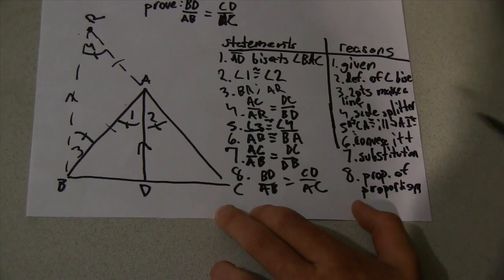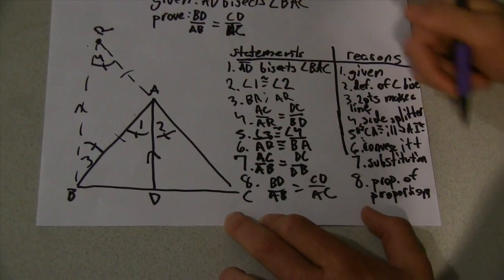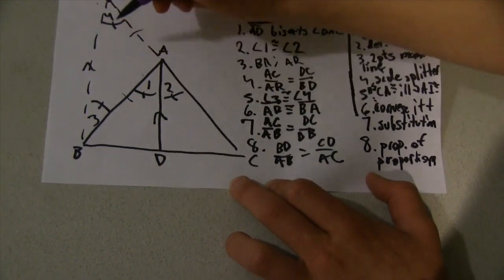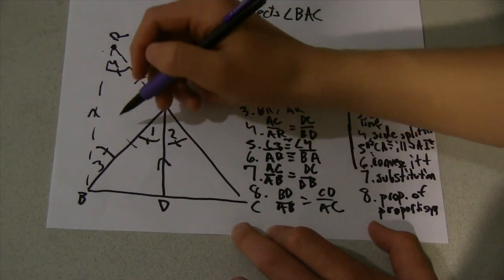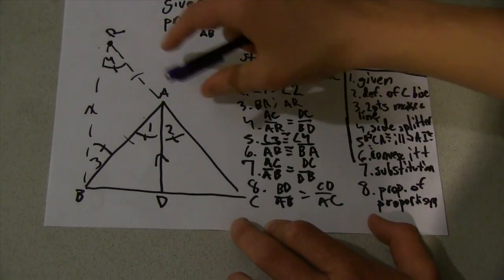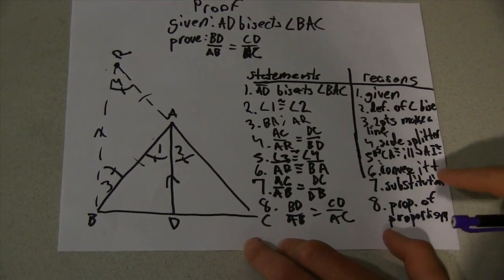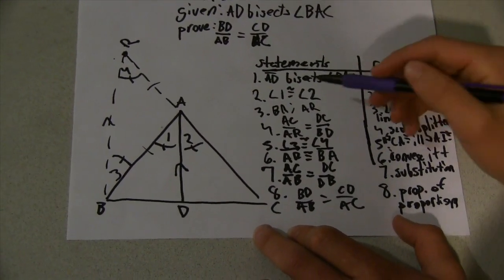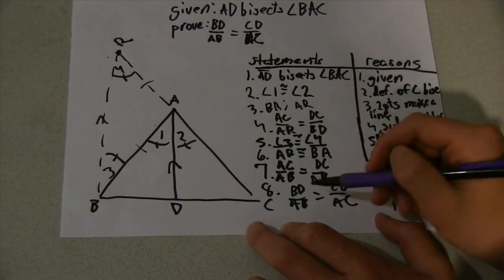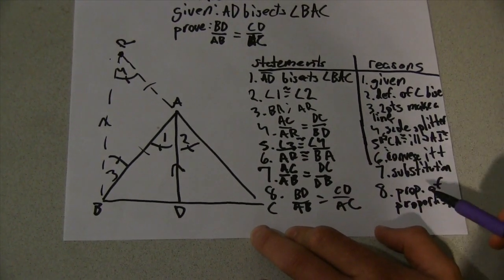Next step, we're going to use the converse of ITT, because remember, the isosceles triangle theorem says that if these two are congruent, these are equal; the converse is these are equal, therefore these are congruent. And now we've got that AR is congruent to BA. We're going to use some substitution, replacing that in the equation we got from the side splitter, AC over AR. We're going to replace that AR with an AB, and so now we've got AC over AB is equal to DC over DB.